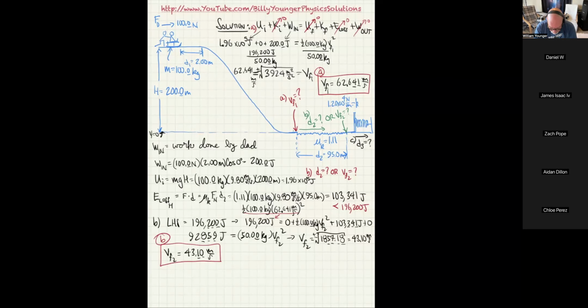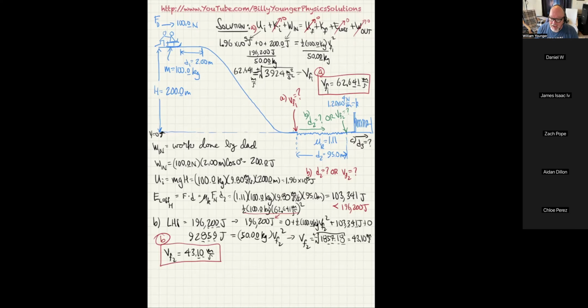Okay, now that we have that, we're going on to the last part, because basically what's going to happen now is we know the system, which includes the child and the sled, is going to be past the rough spot. They're going to be moving at 43.10 meters per second, and then they're going to run into a spring-loaded board, and all that kinetic energy is going to be converted to potential energy of the spring, or work done in compressing the spring.